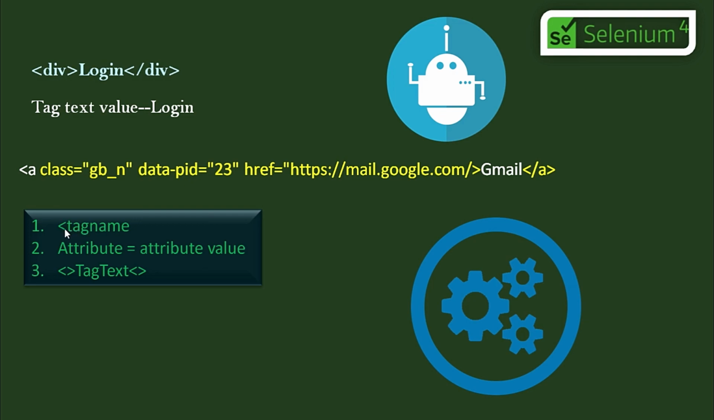In the web element, whatever you are seeing immediately after the less than sign, you can see the tag name, and before the equal to sign you can see the attribute, and after the equal to sign you will see the attribute value. An attribute value always comes in double quotes in string format. And whatever you are seeing between the opening tag and the closing tag, this is the tag text. So this you should understand about the web elements. These are very important to understand.